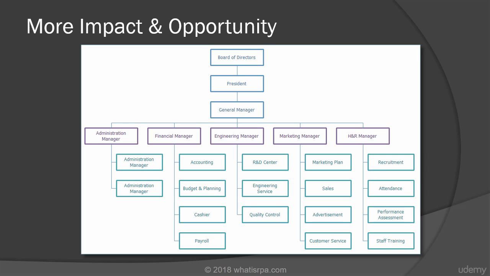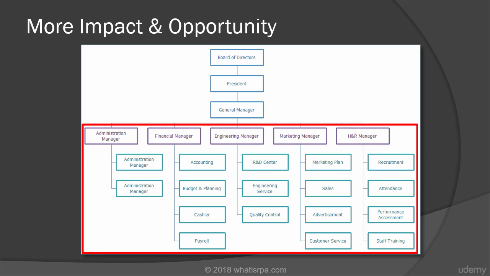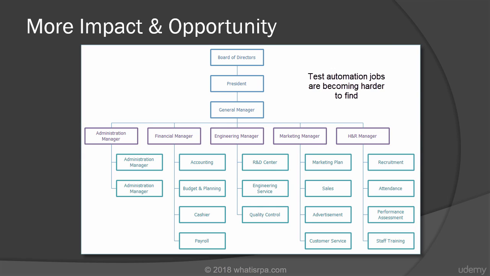So as you can see, test automation has an impact in one small team of one department, whereas robotic process automation can impact any team in any department across the entire enterprise. Test automation has been around for a while, and jobs are getting harder and harder to find, especially because we're only talking about the engineering department, and there are only a finite number of products that are developed by these engineering teams.